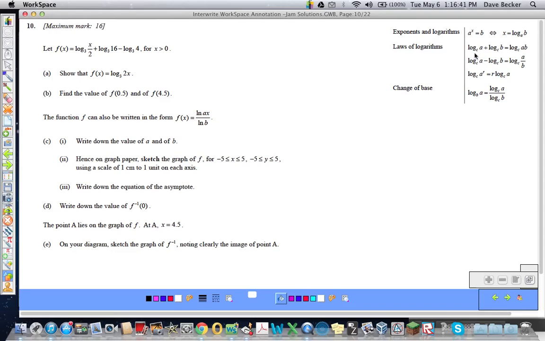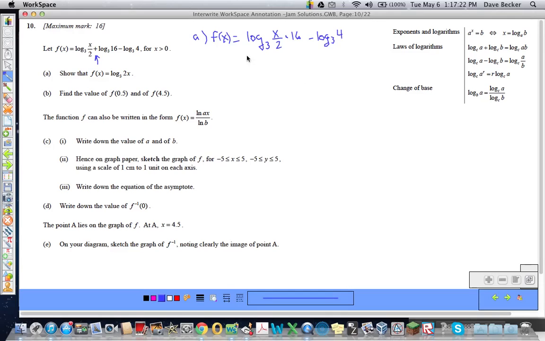There we go. All we have to do is use our laws of logarithms, when we add logs with the same base and when we subtract. Part A is easy peasy. With this plus, log base 3 of A plus log base 3 of B, I can rewrite this as f of x equals, and it says show, so we need to show our steps, log base 3 of x over 2 times 16, minus log base 3 of 4. You could do this all in one big step, but it's probably not wise.